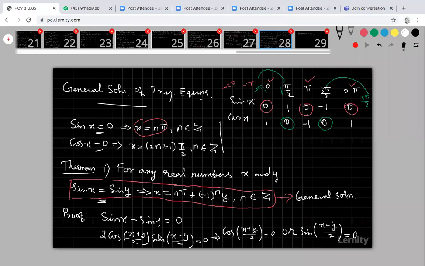Are you okay? When I multiply these two functions, I am getting 0. Then what is the meaning? Either this is 0 or this is 0: cos of (x plus y) by 2 equal to 0, or sin of (x minus y) by 2 equal to 0. Now look at that. What does cos x equal to 0 mean? My x is equal to (2n plus 1) pi by 2. So cos of (x plus y) by 2 equal to 0 means (x plus y) by 2 is equal to (2n plus 1) pi by 2. Similarly, sin x equal to 0 means x is equal to n pi.